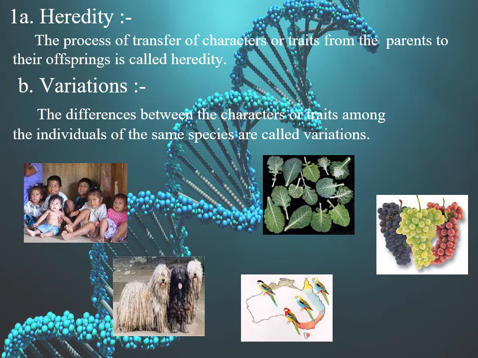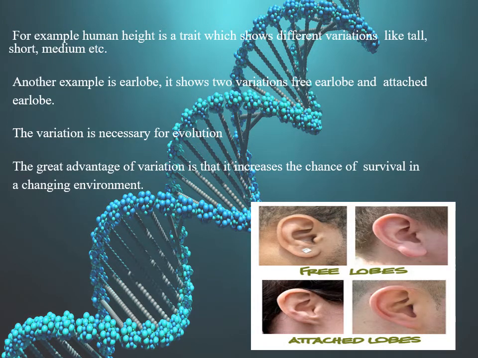The same way, human kids differ even from their siblings. There will be differences in any character or any trait, and these differences between the characters or the traits among the individuals of a species, we call it variation. Example, human height is a trait which shows different variation. They can be tall, they can be short, or they can be of medium size.